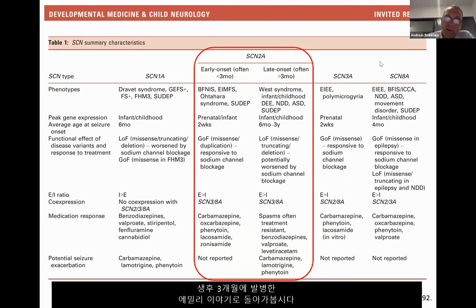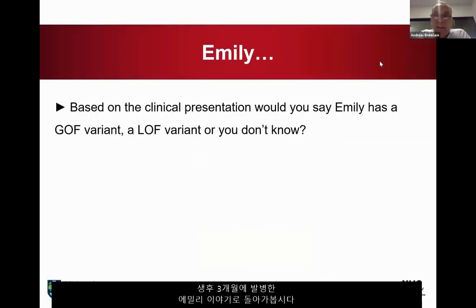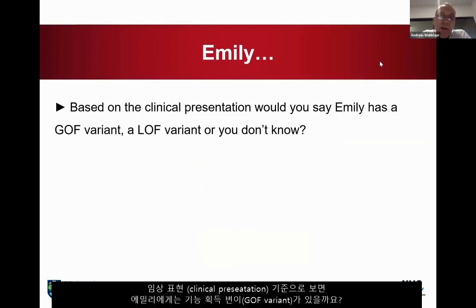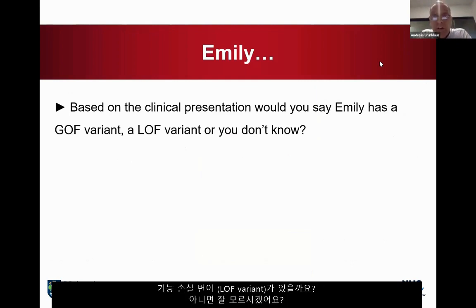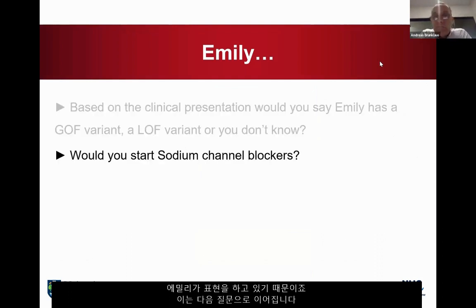So if I now take you back to Emily, who presents at 3 months. Based on the clinical presentation, would you say Emily has a gain of function variant? Would you think she has a loss of function variant? Or would you say you don't know because she's presenting just at the threshold where you don't know what presentation she might have? And this then leads to the question, would you start a sodium channel blocker in Emily at this stage?